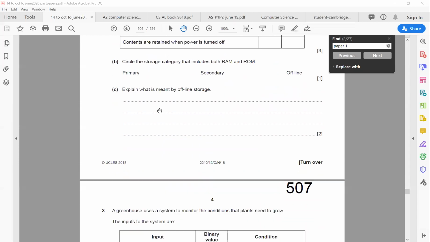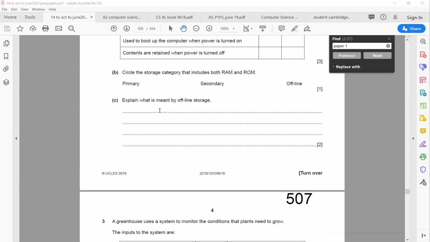And in next part, circle the storage category that includes both RAM and ROM. किस में आते हैं जी दोनों, RAM और ROM? They are in primary. Explain what is meant by offline storage. Offline storage क्या होती है? Basically, offline storage is non-volatile storage. Non-volatile means it can store the data permanently, ठीक है ना? That can be disconnected or removed from the computer.